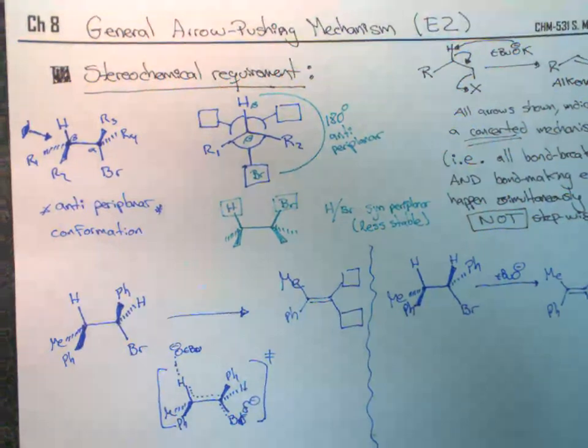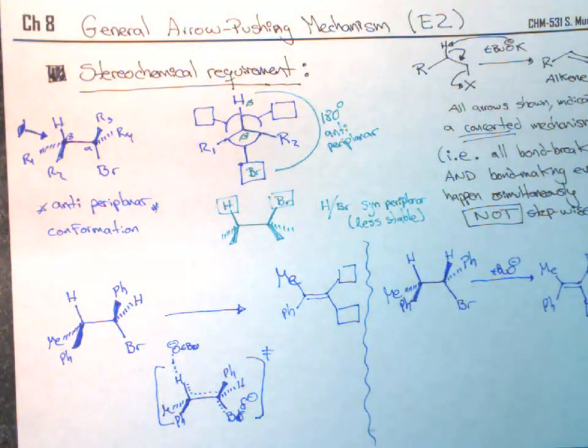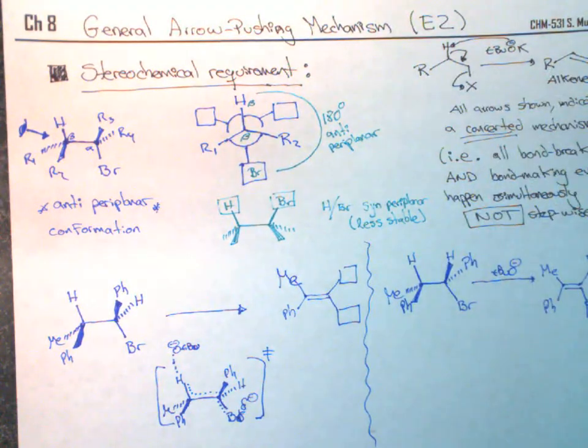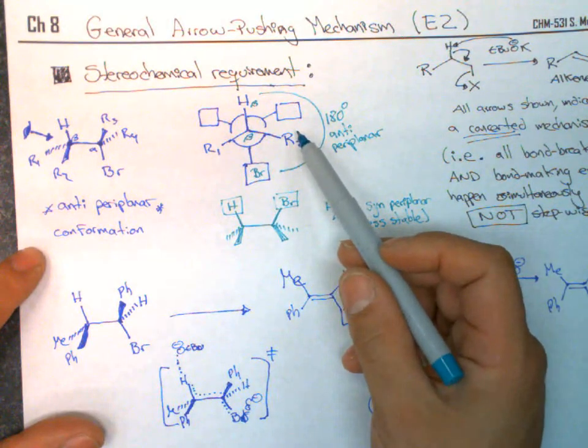Why is it so? Why is anti-periplanar conformation more stable than syn periplanar? And this we know since the beginning of our discussion of conformation of alkanes. Eclipsed, staggered. Which one's more stable? Staggered, right? And that's what we have here. And so now let's complete our Newman projection from above.